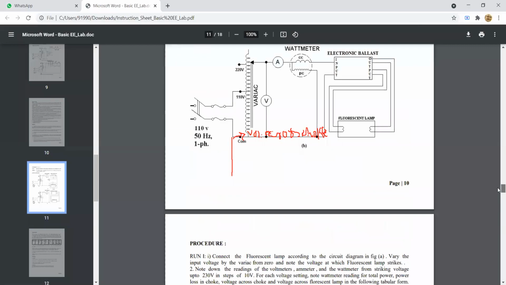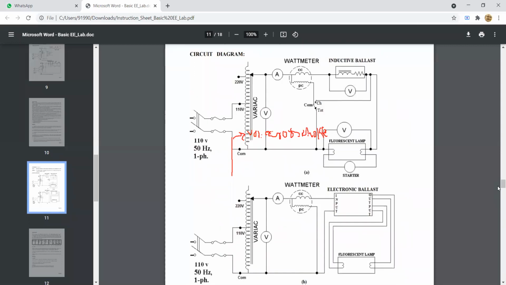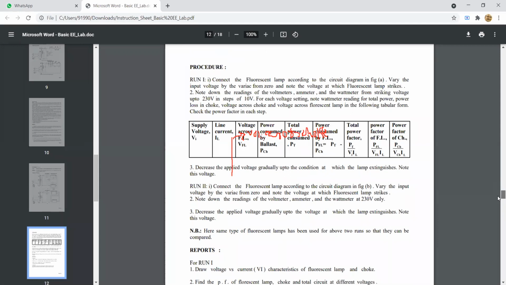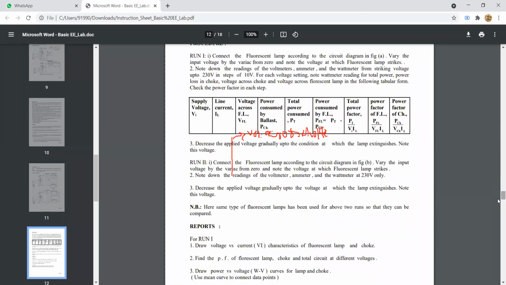The next step is you have to slowly reduce the voltage, and you will see that at some voltage, the fluorescent lamp gets off, and that is known as the extinguishing voltage. That value will be around 140 to 150 volts. You can write it as 145 volts. So the extinguishing voltage is 145 volts.